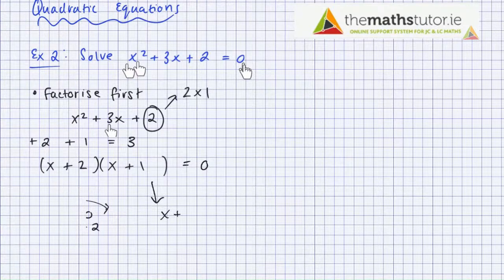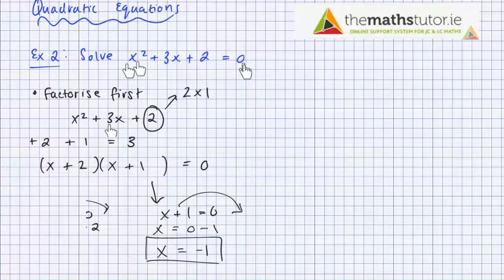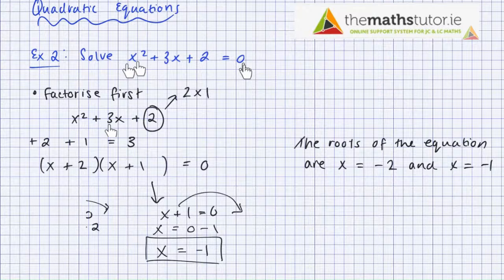And then we're going to do this one. So x plus 1 equals 0. So x is equal to 0, take away 1, because when 1 comes over an equal sign, it changes sign and it becomes minus 1. So x is equal to minus 1. And there are your two solutions, and what you'd write out then for that is the roots of the equation. So the roots of the equation are x equals minus 2 and x equals minus 1.